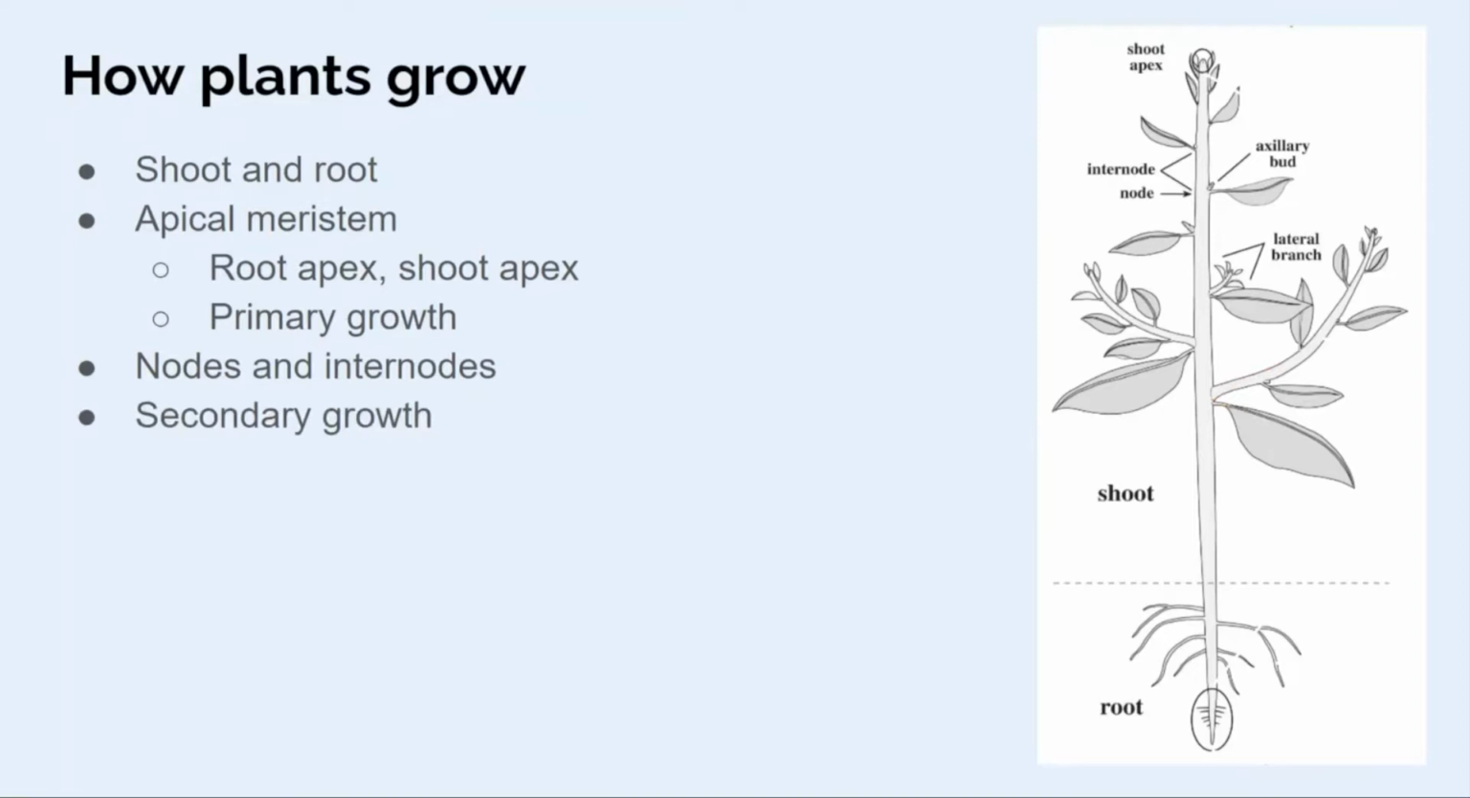Secondary growth, if we see it, is growth in thickness. That's the kind of growth that can take a tree and make a tree trunk out of it. So a really thicker stem, or in smaller plants, they also do that to a lesser degree.